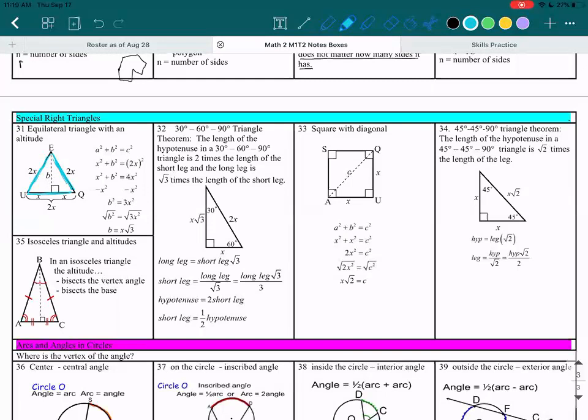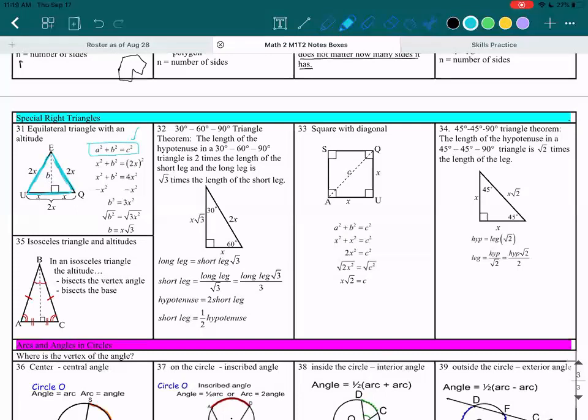Okay, and if you use your Pythagorean theorem, which is a squared plus b squared equals c squared, c being the long side, hopefully that looks familiar to you guys. A squared plus b squared equals c squared is how you can calculate the three sides of any right triangle.